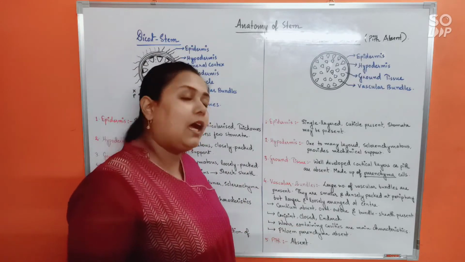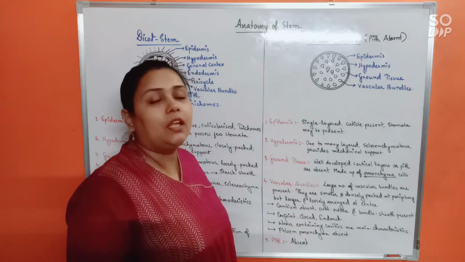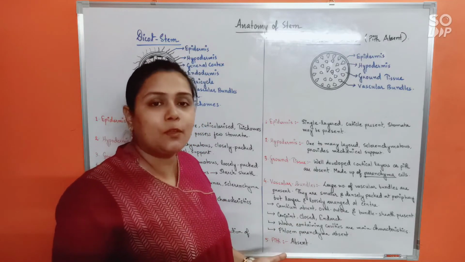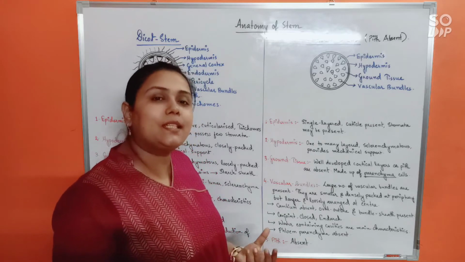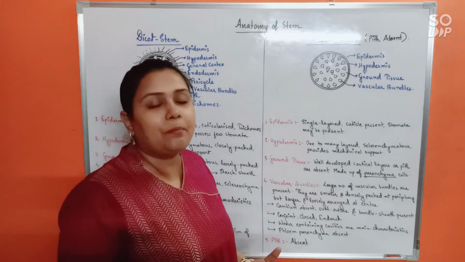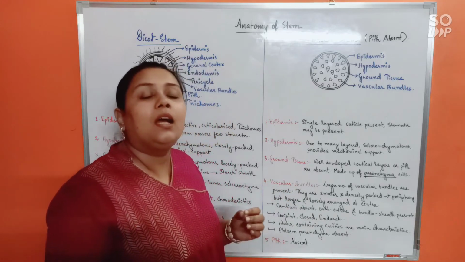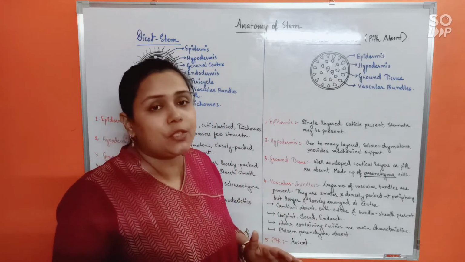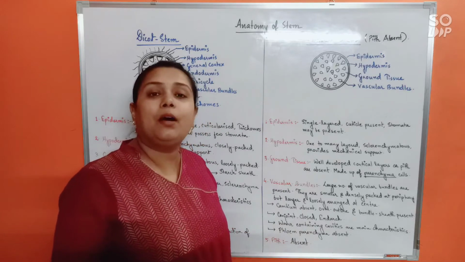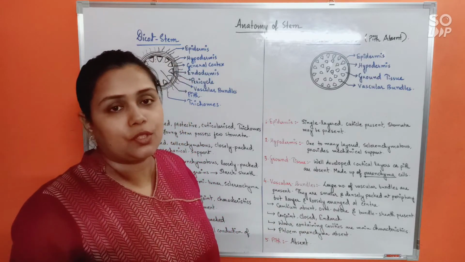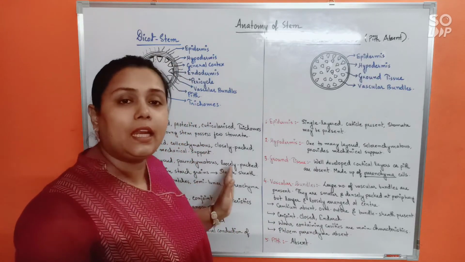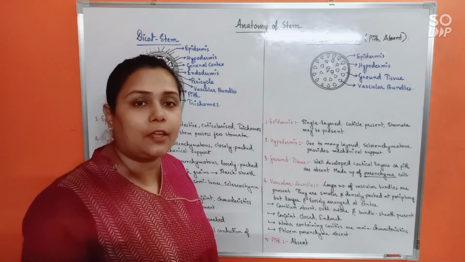Lastly, phloem parenchyma is absent in the phloem. Now phloem is made up of 4 types of cells, all of you know about it, that is sieve tubes, then companion cell, then phloem fiber and phloem parenchyma. The rest of the 3 are going to be present, but phloem parenchyma would be absent in the monocots, whereas all 4 elements of phloem would be present in dicots.